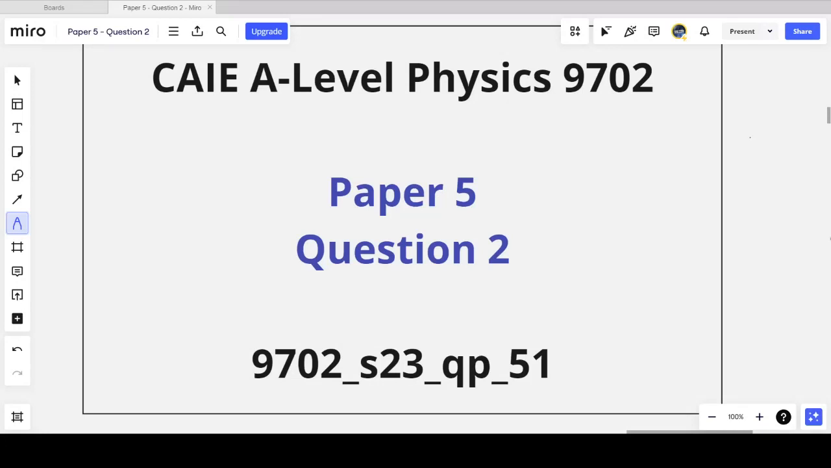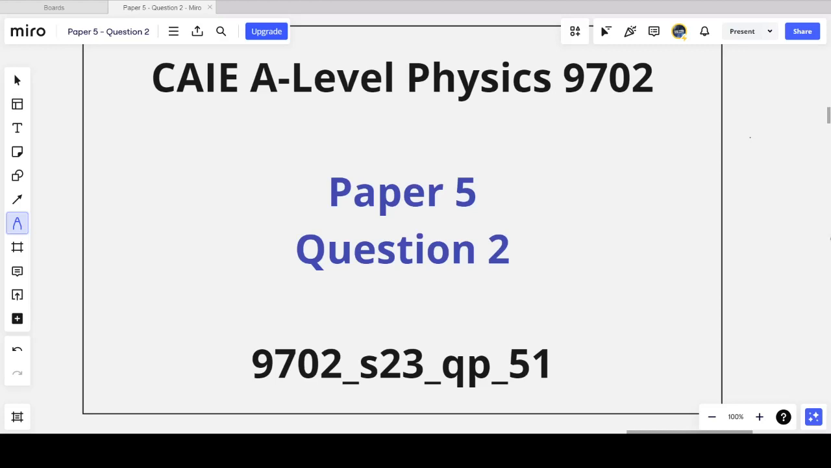Today we're going to be looking at question 2 from paper 5 from the May-June exam of 2023. That's the summer exam series 2023, and this is from question paper 5, variant 1. And this is for Cambridge A-Level Physics with the subject code 9702.